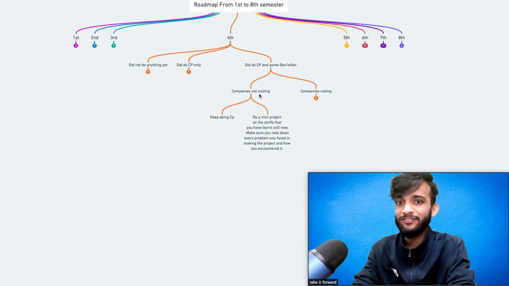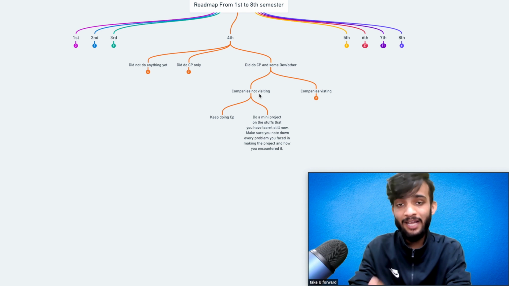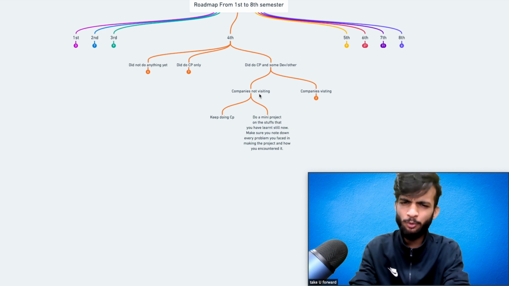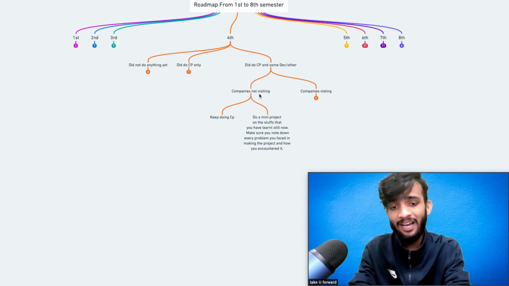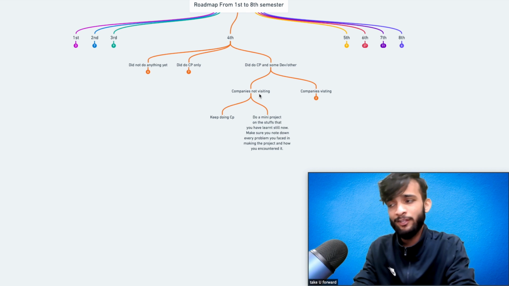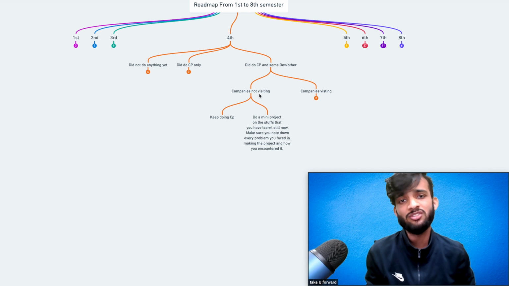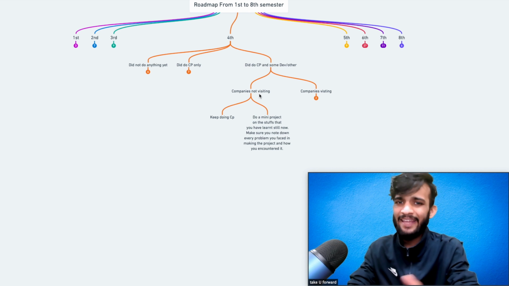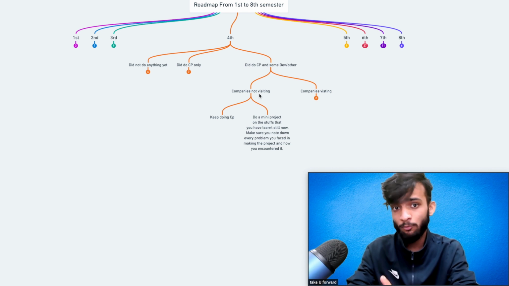Now, what if there are no companies visiting and you'd have done CP as well as dev? So you need to keep doing CP, that is, participate in contests, keep learning algorithms and the other stuff. Since you have done dev and you know there are no companies visiting your campus, just do a mini project on the tech stack that you have learned till now. Yeah, mini project, I'm not talking about a major project.